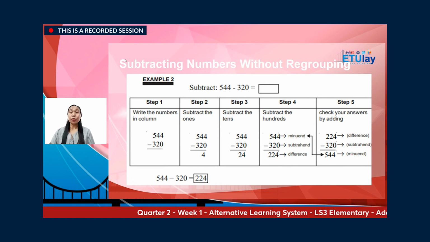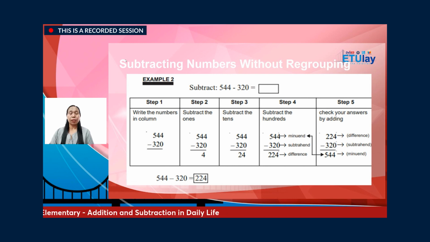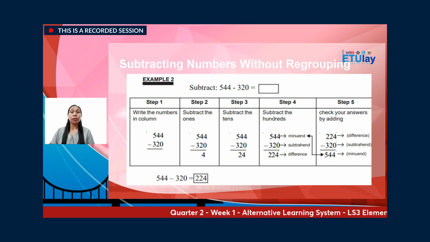We have example number 2, still in subtracting numbers without regrouping. Subtract 544 and 320. Again, we need to write the numbers in column. 544 minus 320. Next, we need to subtract the ones place. 4 minus 0 is equal to 4. Second, subtract the tens place. 4 minus 2 is 2. And the last part, we need to subtract the hundreds place. 5 minus 3 is equal to 2.